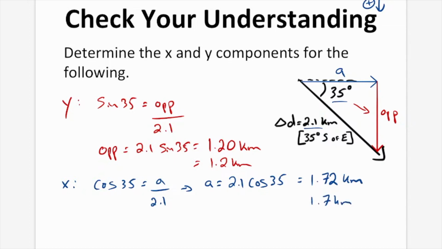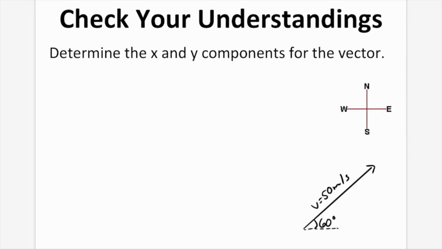1.7 kilometers. And we're done. We got our vector components. Now similarly, let's do it again. So I'm going to draw my vector here, my x here. Again, the y value is going to be opposite. So I'm going to say, let's do the right color, opposite, and then we have adjacent. So let's do the y first.